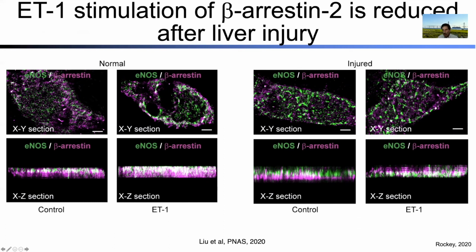In the injured livers, in contrast, you can see eNOS here is scattered. There is less beta-arrestin, as I've already shown you. And after stimulation with endothelin-1, there is a little bit more co-localization, but not impressive. So this suggests that not only in injured liver is there a reduction in beta-arrestin expression, but there may be other changes that lead to less co-localization of these two proteins, which is an area that we're actively studying right now.